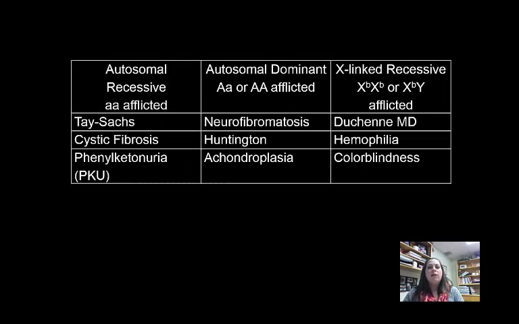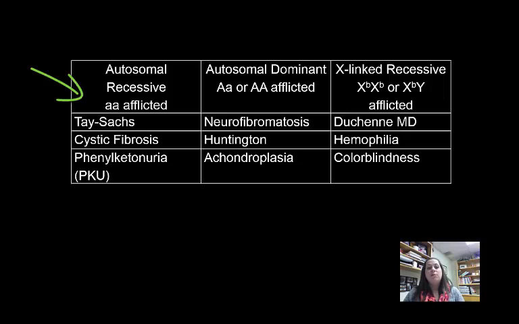All right, so now we're going to switch gears and we're going to look at traits that are due to being either recessive or dominant, whether they're autosomal or X-linked. So let's look at autosomal recessive first. Autosomal means that it's going to affect males and females equally. Recessive means you have to have 2 of the little letters in order to have the particular trait.